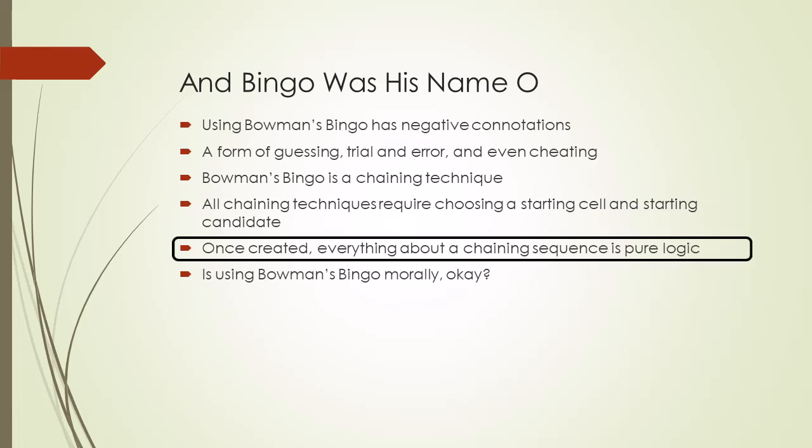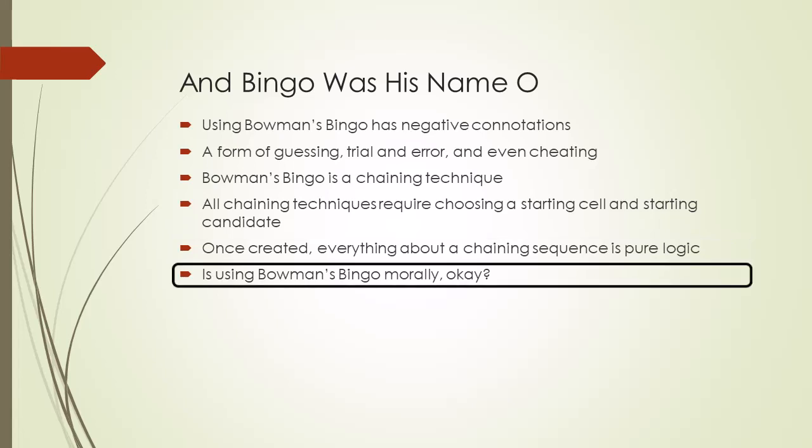Once you have the chaining sequence, there's no guessing. There's no trial and error. The chaining sequence is pure logic. The chaining sequence itself is the logic used to solve the puzzle, not how the initial starting cell was chosen. Whether or not Bowman's bingo is guessing, trial and error, or just cheating is a topic of debate.